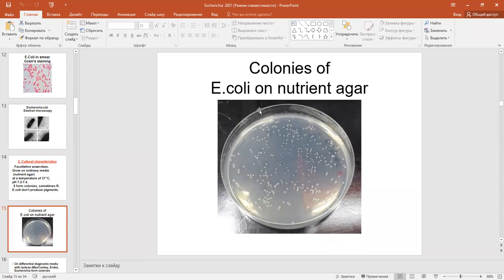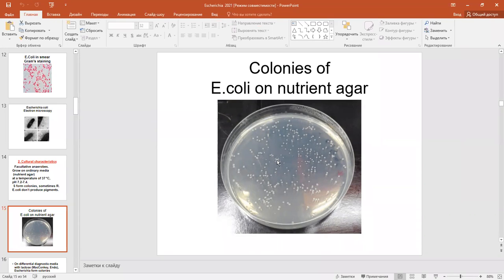Pay attention, Escherichia don't produce any pigments. If they grow on nutrient agar, the colonies have no color. Memorize, Escherichia coli don't produce pigments. But for microbiological diagnostics of intestinal tract infections, when feces are used for inoculation, nutrient agar is not used. Differential media are used. They contain nutrient agar plus lactose plus indicator plus alkali. The lactose-containing media are used for differentiation of lactose positive and lactose negative bacteria.